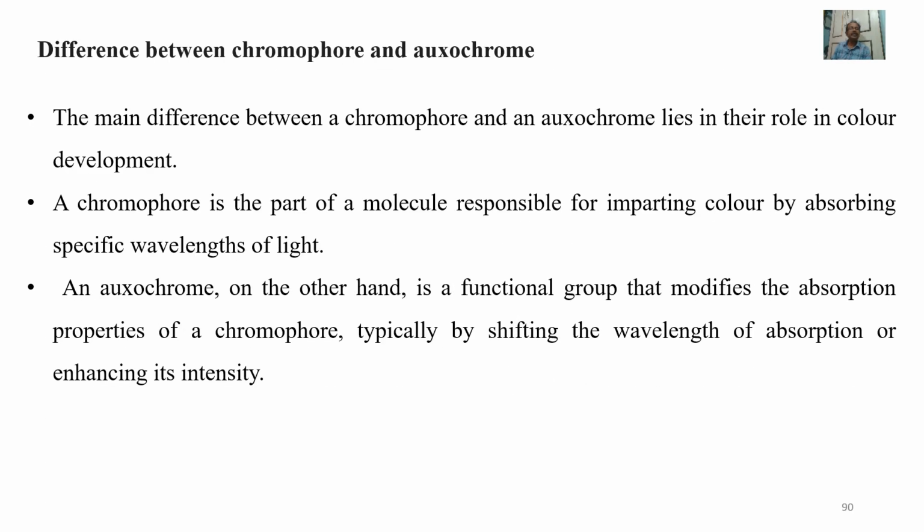Difference between chromophore and auxochrome. The main difference lies in their role in color development. A chromophore is a part of a molecule which is responsible for imparting color by absorbing specific wavelengths of light, whereas an auxochrome, on the other hand, is a functional group that modifies the absorption properties of the chromophore. It can enhance the color, typically by shifting the wavelength of absorption or enhancing its intensity.